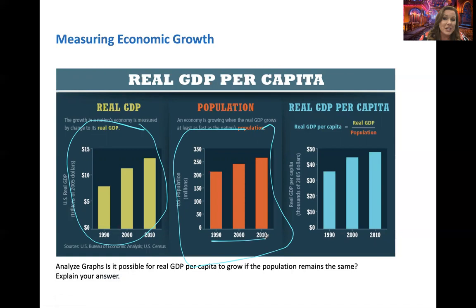But has our real GDP per capita, per person, gone up? It could be the same, or because of the increase in population, it could go down. So that's why we look at this real GDP per capita, because this is what tells us when we adjust for the population growth, we're still increasing the standard of living. We still are.